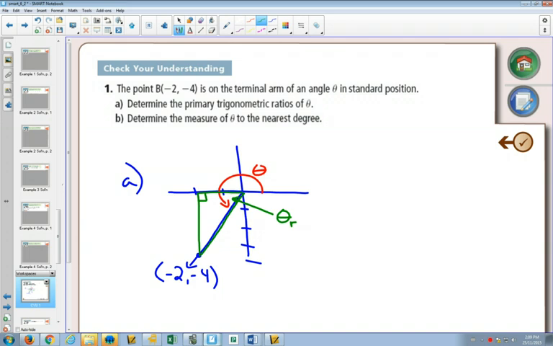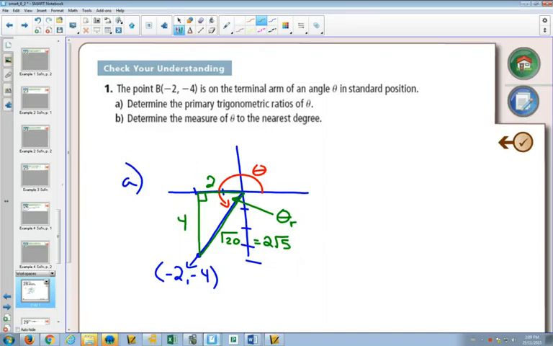So now that we've drawn a triangle, what do we know about this triangle? How long is this side? 2. How long is this side? 4. If you wanted to find the hypotenuse, could you? a squared plus b squared equals c squared. 2 squared plus 4 squared is the square root of 20. And the square root of 20 isn't simplified. It's the same as 2 root 5. So now we know all 3 sides of this triangle.